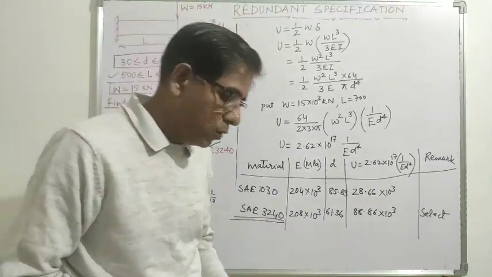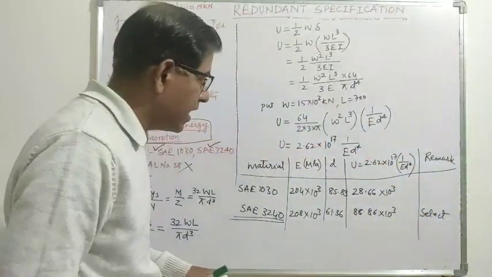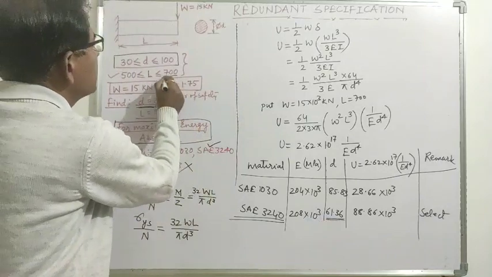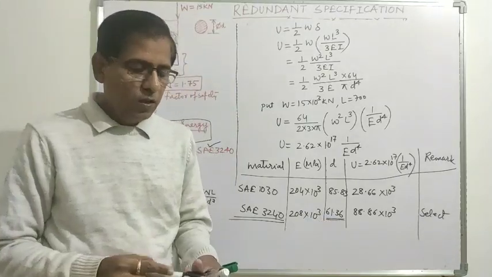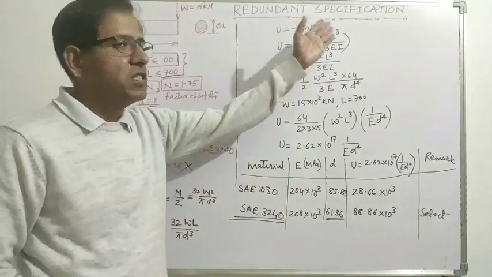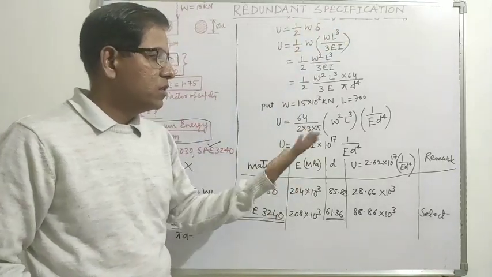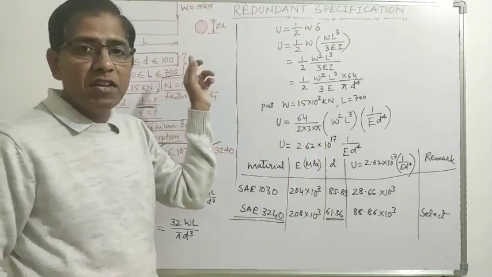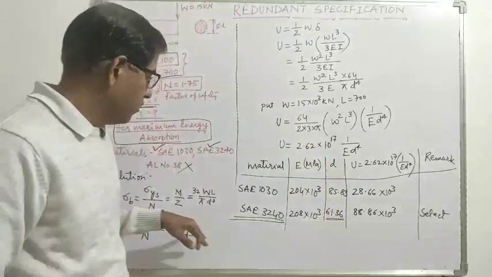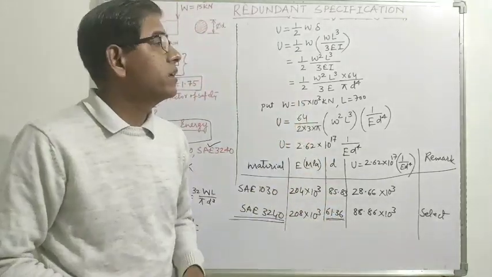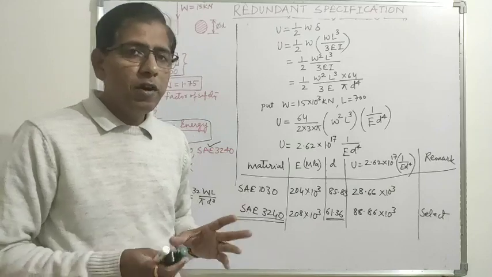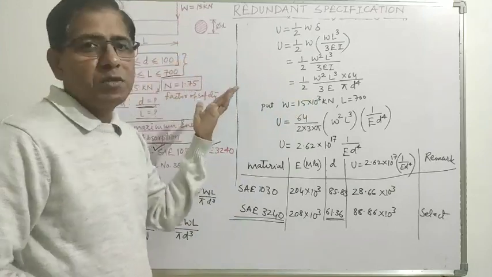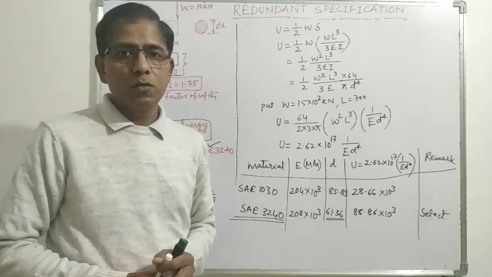And the diameter will be this one, and the length we select as the maximum, 700 mm. So this is how redundant specification problems are solved. First we need to optimize one of the constraint variables, and then you find out the final optimizing variable in this redundant specification problem. So I hope you have understood the redundant specification and normal specification problems. Thank you very much.